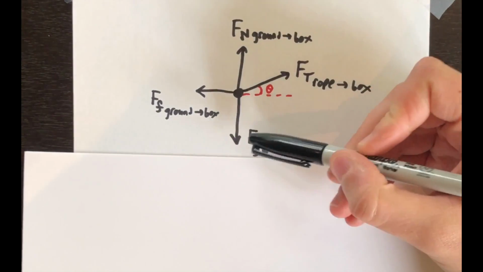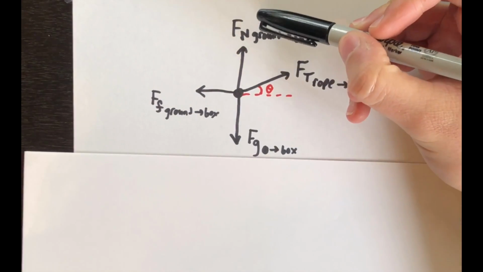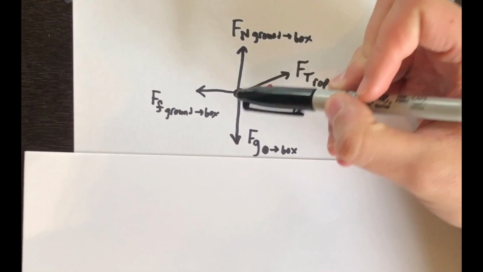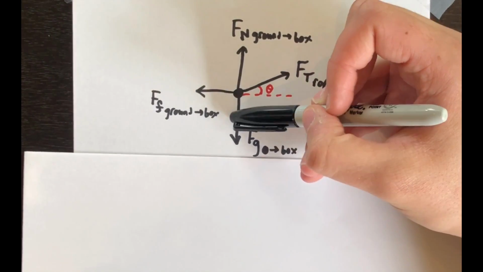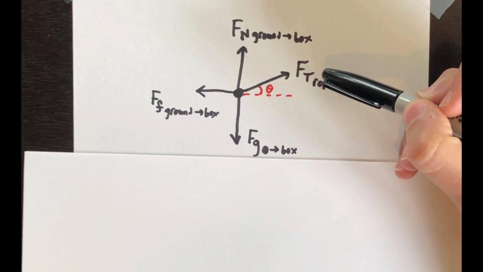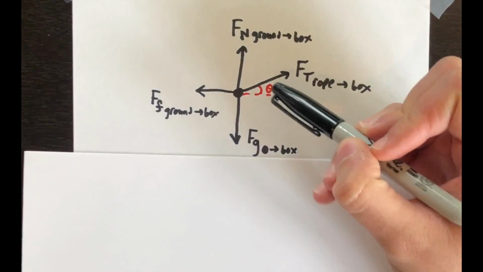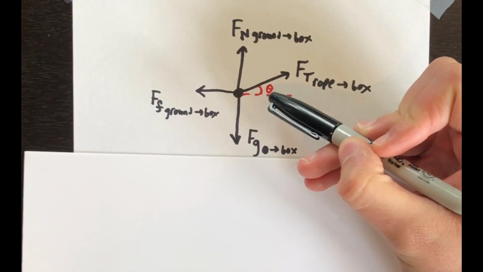We got the force of gravity pointing down, and that's from the Earth on the box. The normal force pointing up from the ground. The frictional force, opposite the direction of motion, also from the ground, from the box scraping across the ground. And then the force of tension from the rope on the box. Now this force of tension is at an angle. We can name that angle theta for our calculations.